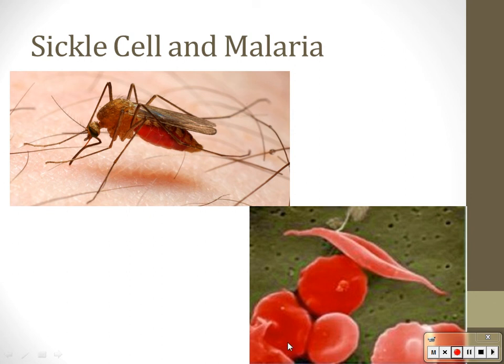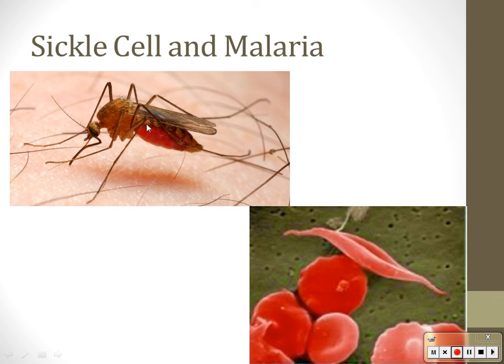But sickle cell has a bunch of different options. You can either have all regular blood cells, which is a normal person, or all sickle cell blood cells, which is extreme sickle cell, or you can be born with the 50-50. Some of your cells are sickled, and some of your cells are regular.